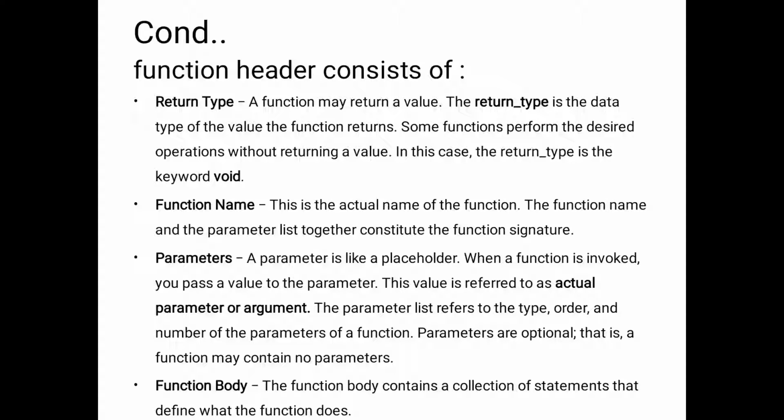And the function name means the actual name of the function. You can use any name as a function name. The function name and the parameter list together constitute a function signature. Parameters are like a placeholder: when the function is invoked, you pass a value to the parameter. This value is referred to as the actual argument or the actual parameter. The parameter list refers to the type, order and number of parameters of a function.